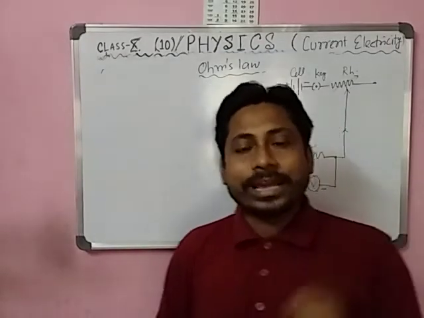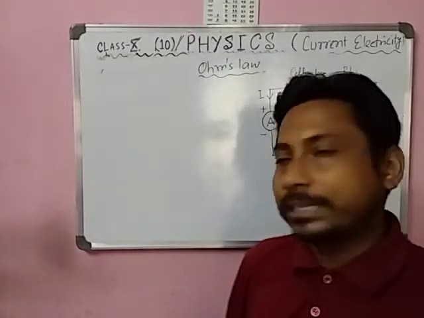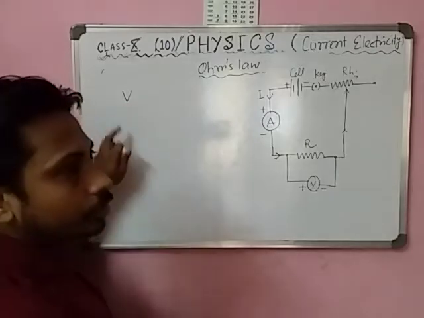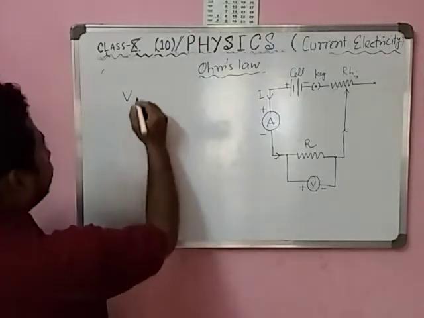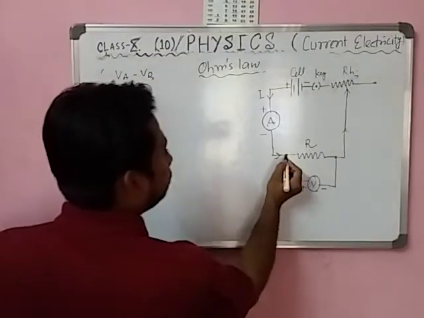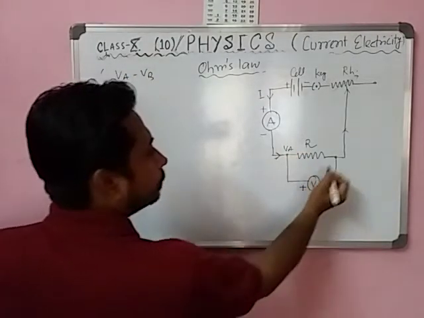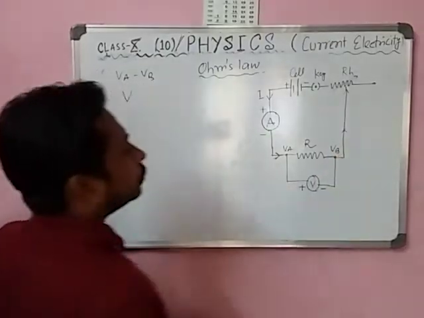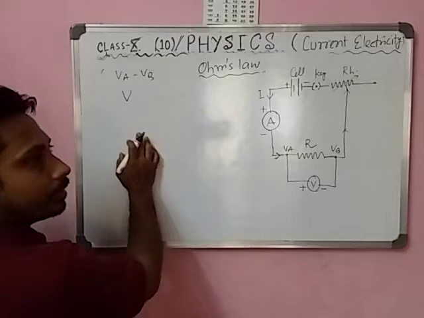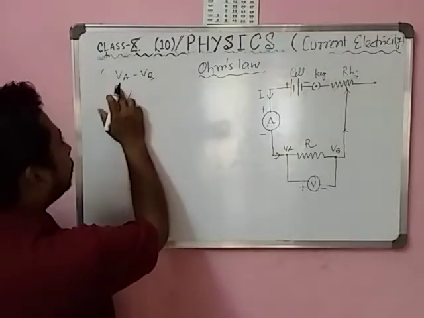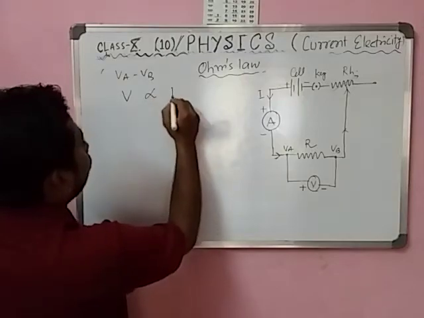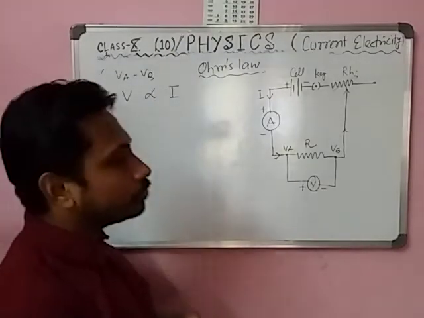In expression form, you can write that potential difference means V. You know this is called the potential difference. Sometimes you can write VA minus VB. If this point is A, the potential is VA. This point is B, so the potential is VB. So the change of potential, VA minus VB, you can write as V, which is directly proportional to the current passing through the conductor.